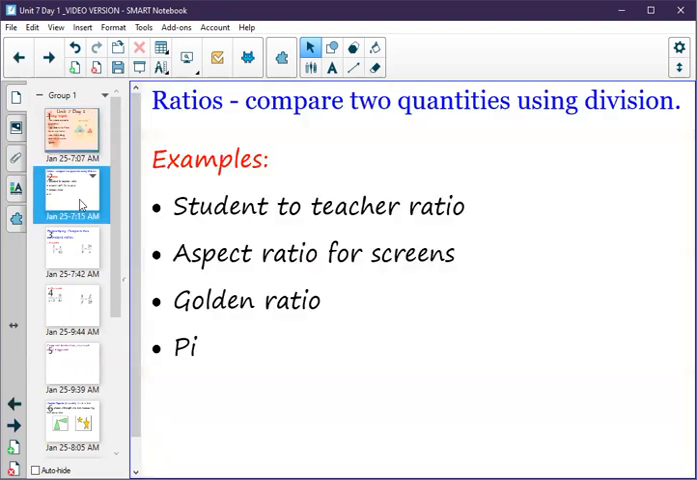So to get us started, I wanted to briefly talk about what a ratio is. A ratio is comparing two quantities using division. Some examples of ratios that you might be familiar with are a student to teacher ratio, aspect ratios for screens, the golden ratio, very famous, and pi. Pi is a ratio too.